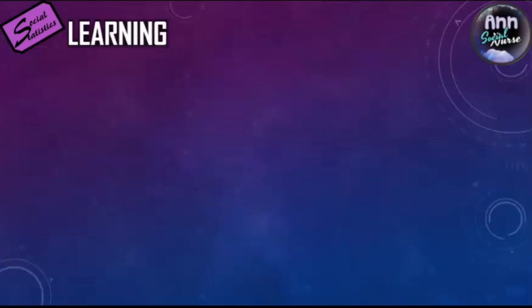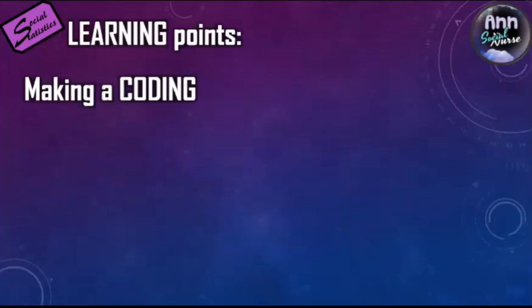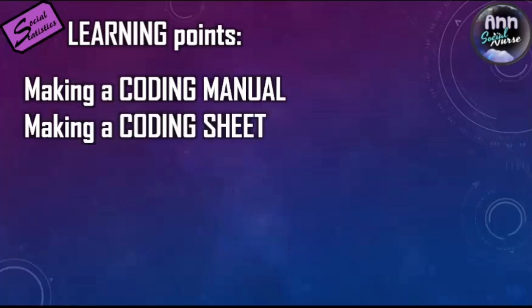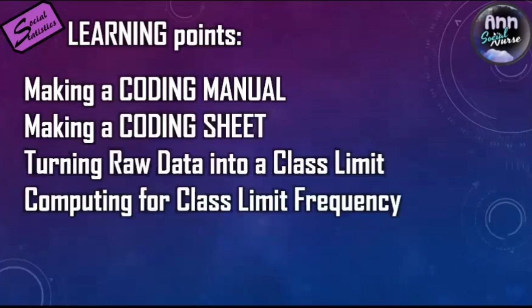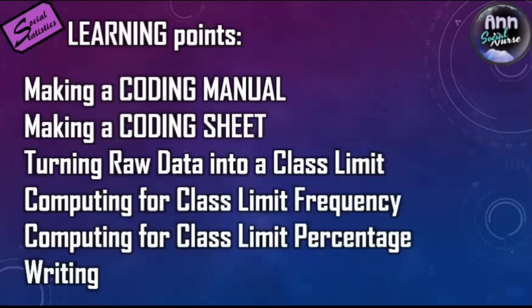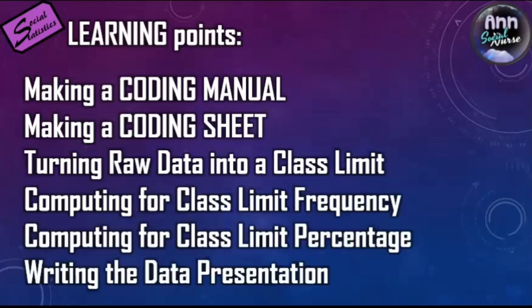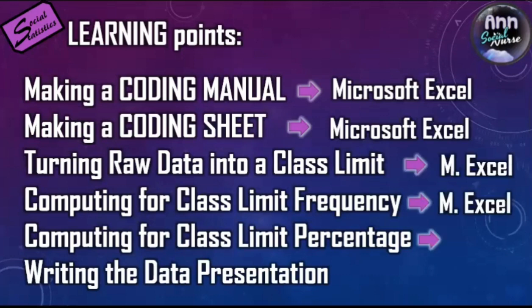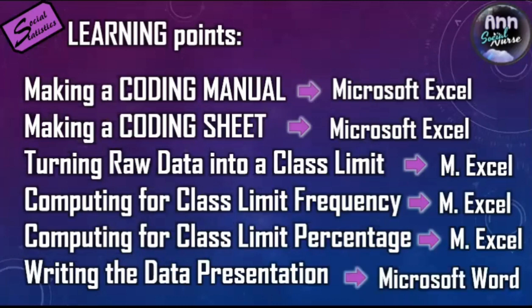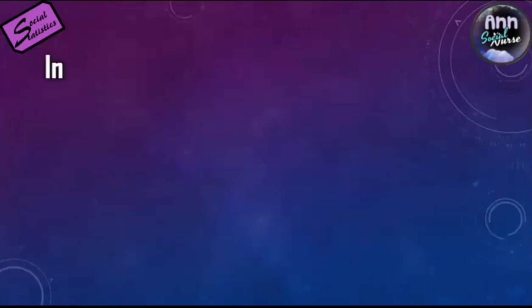So in this module, the learning points would be making a coding manual, making a coding sheet, turning raw data into a class limit, computing for class limit, frequency, and percentage, and writing the data presentation. Now, for the first, second, fourth, and fifth purposes, we are going to use Microsoft Excel. The last one, we are going to use Microsoft Word.